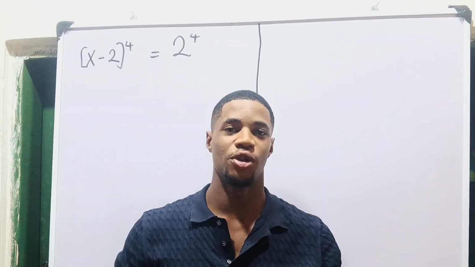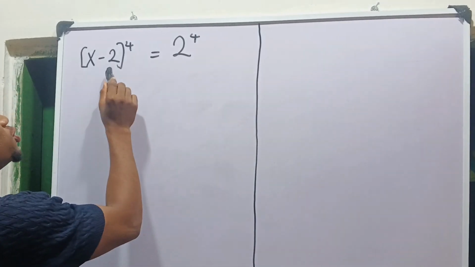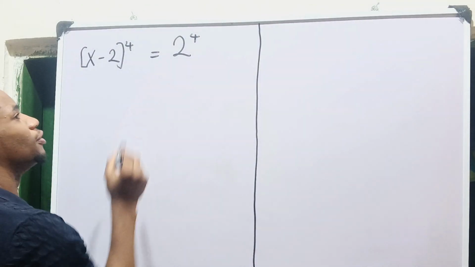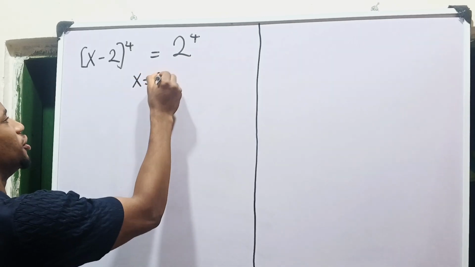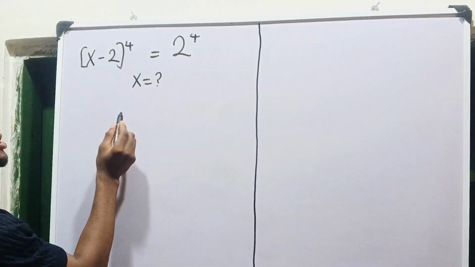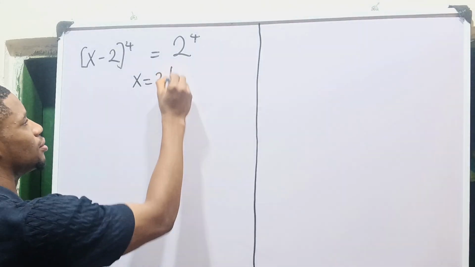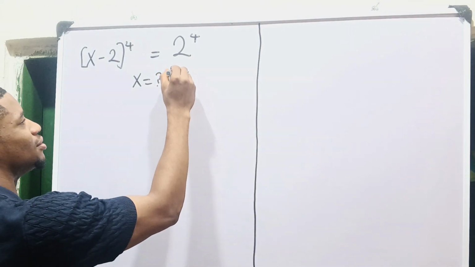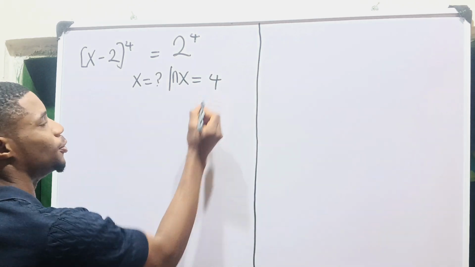Let's solve this Olympiad maths on the board quickly. It says (x - 2)^4 is equal to 2^4. We're about to solve for the value of x. Now, the first thing we can notice here is that the highest power of x is 4, meaning that x has 4 answers. So the number of answers for x equals 4.